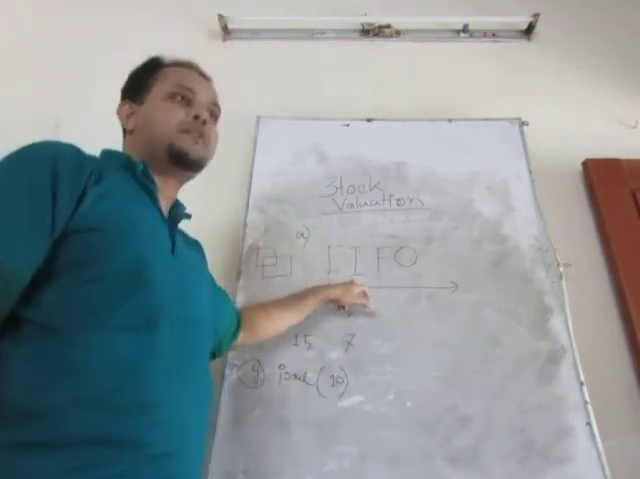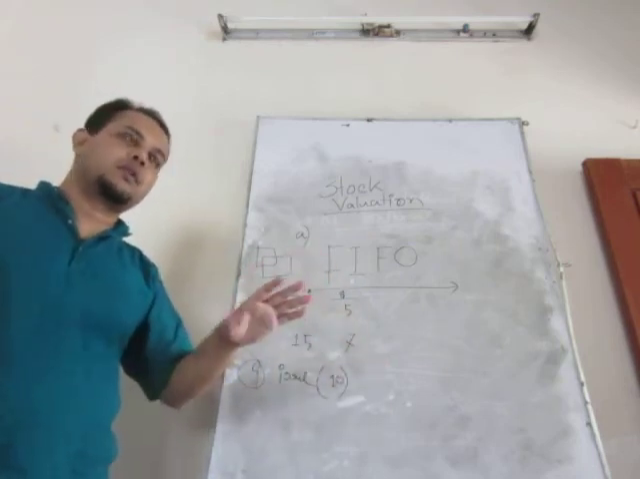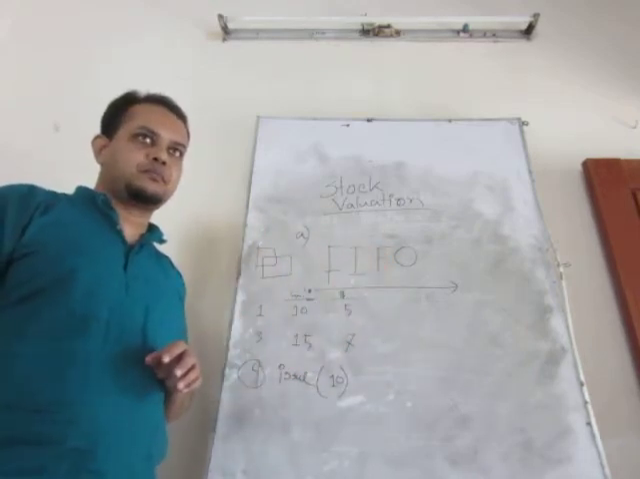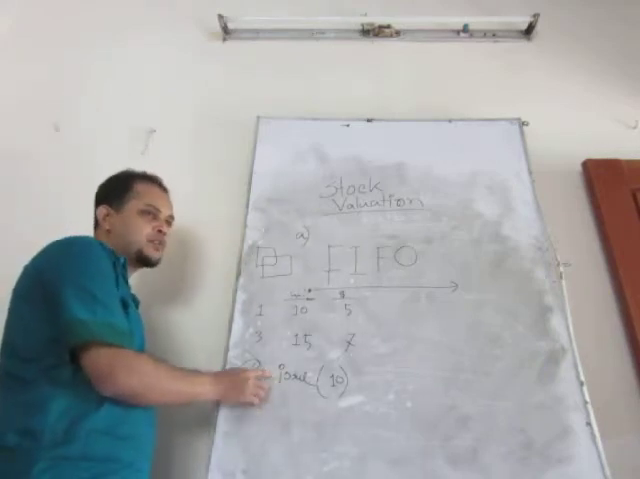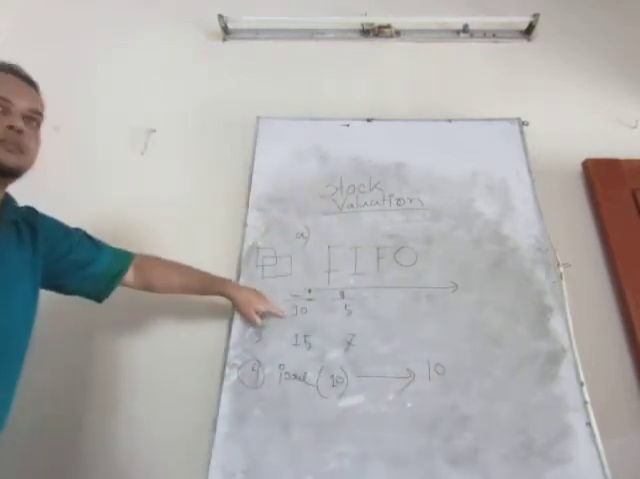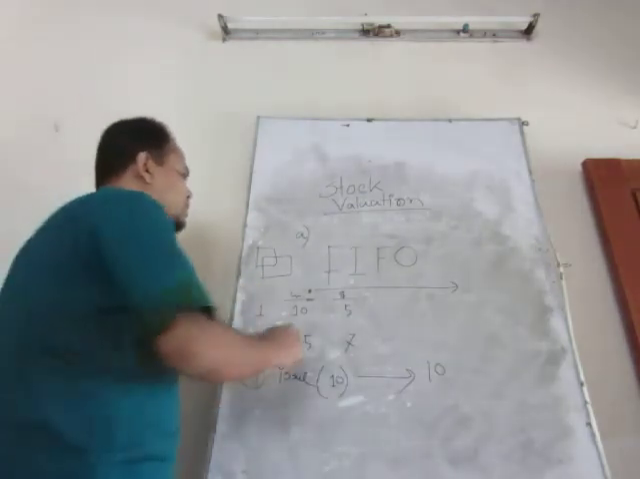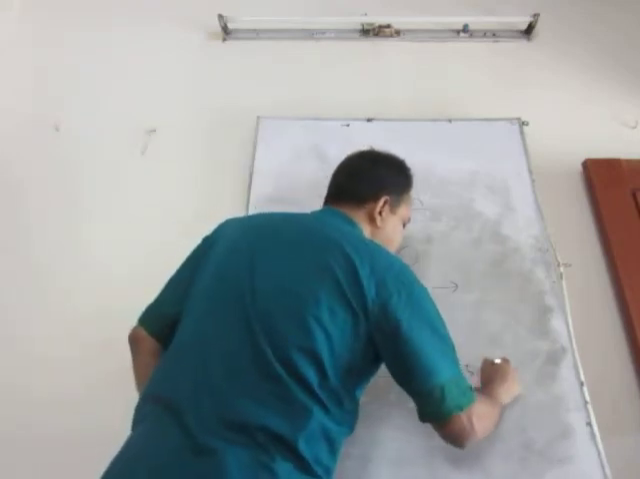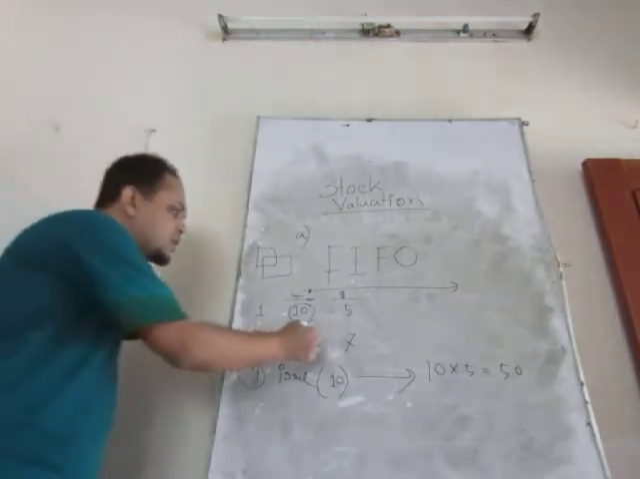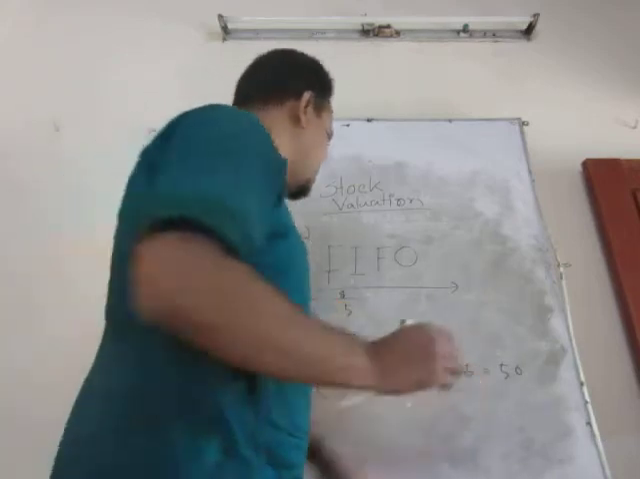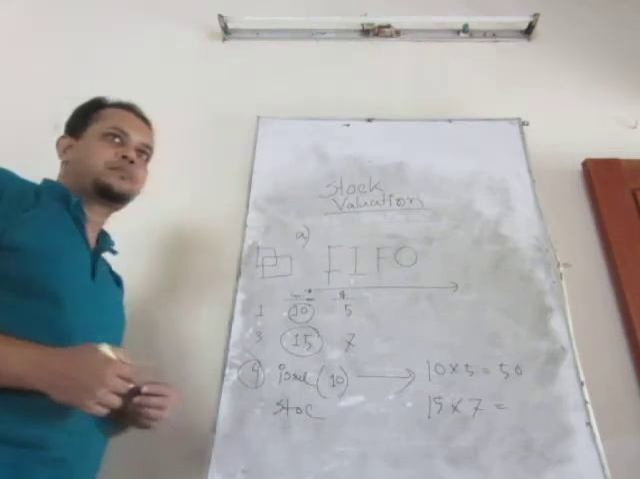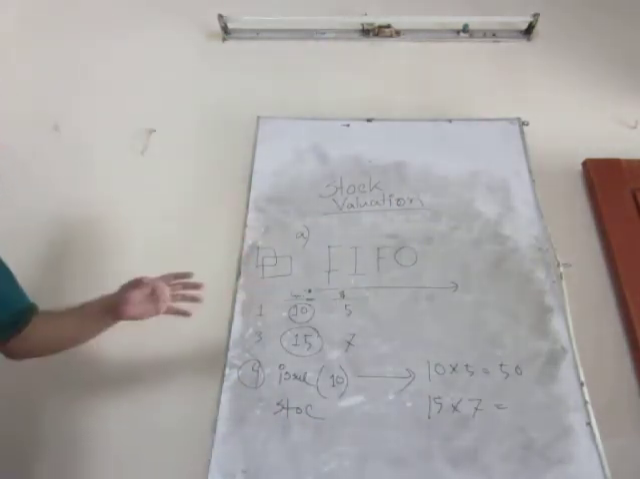If you are using the FIFO method, first in, first out, the material that comes first is issued first. That means your issuing should be from the start. So these 10 units will be issued from the first receipt at 5 taka per unit, so 50 taka will be your issue cost. The remaining stock valuation is 15 into 7. Clear? This is FIFO.